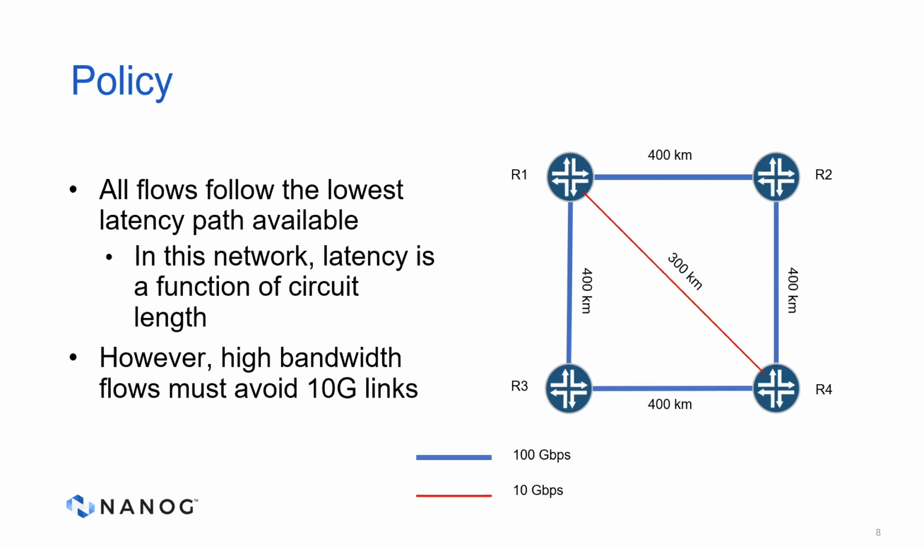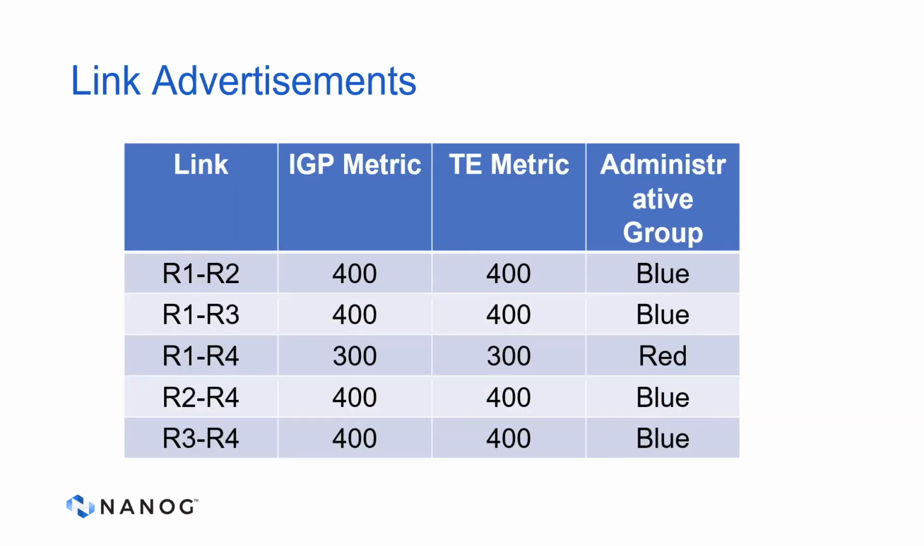Let's see how we can satisfy that using FlexAlgo. So we have these link advertisements. These are like traditional link advertisements, with no change whatsoever in the existing link attribute advertisement in IGPs. So the R1 to R2 link has 400 as the IGP metric, and the administrative group is blue. R1 to R3 is 400 again, and it's also blue. R1 to R4 is 300, and it has the red administrative group because it's a 10 gig link.